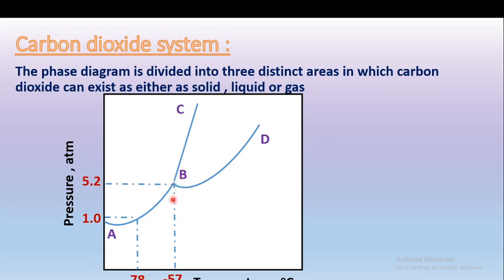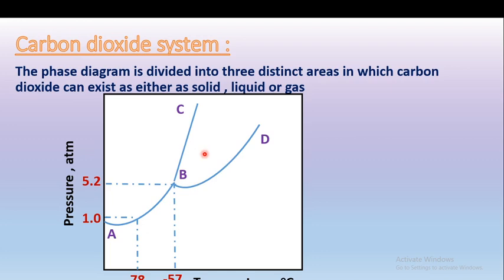And corresponding temperature and pressure to the triple point. So this is a triple point where the three curves meet, that is the AB, BC and BD. These curves meet at a point B. So this is a triple point. At this point the pressure is 5.2 atmosphere and temperature is minus 57 degrees Celsius. So this is a phase diagram of a carbon dioxide system like the water system.